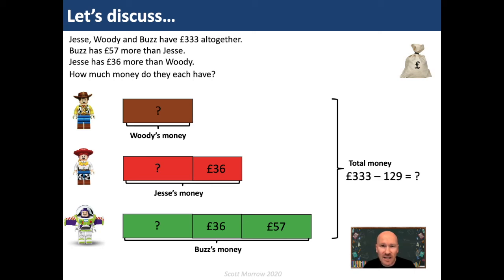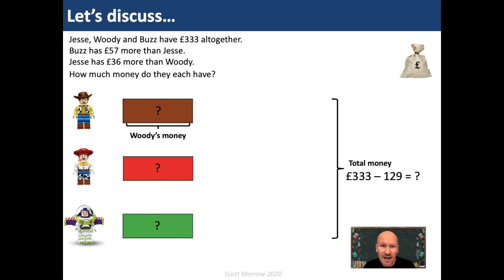Let's take that away from the 333. I'm going to take the 129 away from the 333, but you could also count on or count back. To start with, I'm going to take away 100, which takes me down to 233. Then I'm going to take away 20, which takes me to 213. And finally, I can take away the 9, which takes me down to £204.